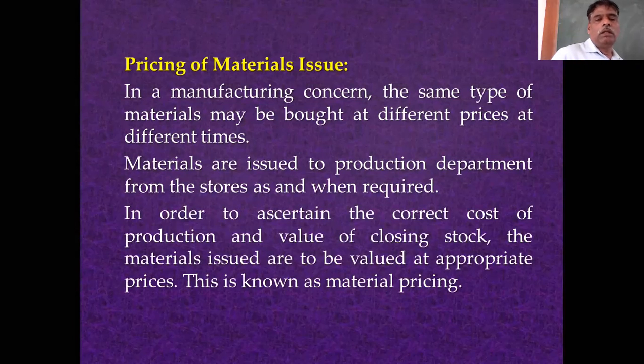In order to ascertain the correct cost of production, and the value of closing stock, which is to be ascertained at the end of the year for the purpose of preparing our final accounts, the materials issued are to be valued at an appropriate price. You have to issue the material at an appropriate price because of the calculation of the total cost and finding the value of closing stock. It is necessary to use a certain appropriate method of issuing the material to the production department.